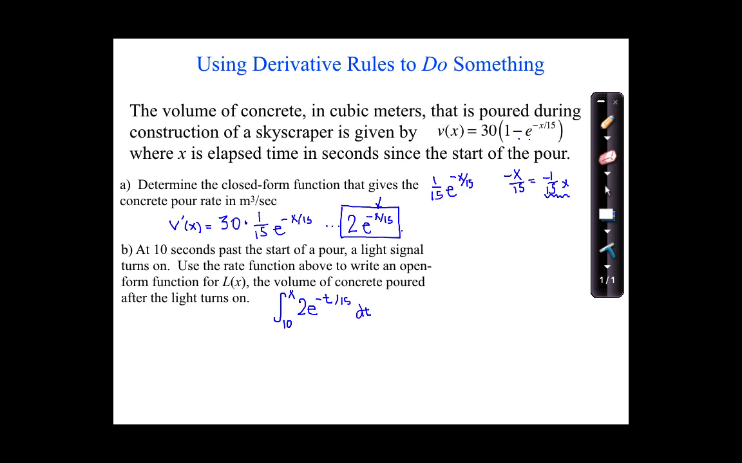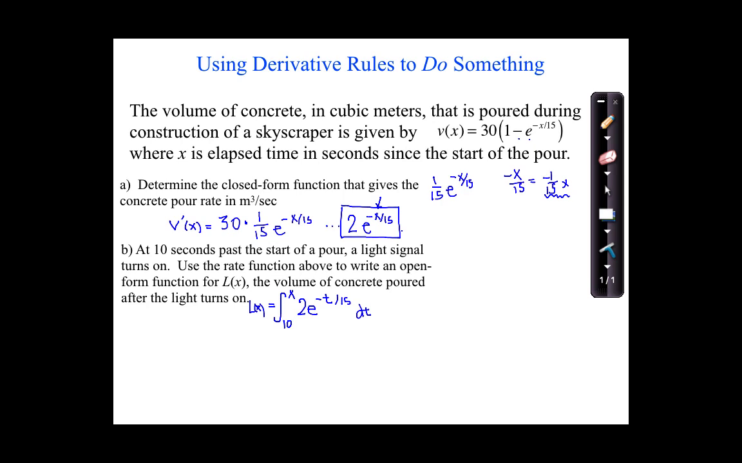So this is a way that we can write in an open form how much concrete was poured after time 10. So this is our L of x. It's a function of x because I'm accumulating from time 10 through time x. And the only other letter I see in here is t. The way that this notation works, I let t take on all the values from 10 through x. So t doesn't end up being something in the end result. If it were a closed form function, t would disappear.